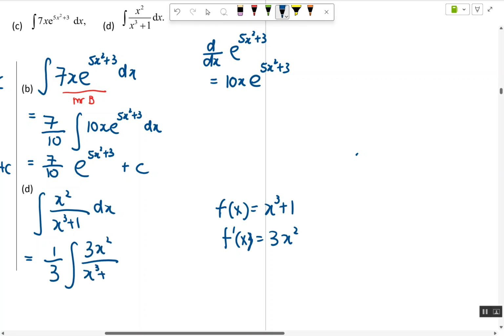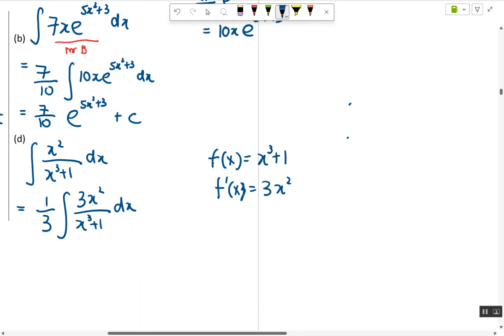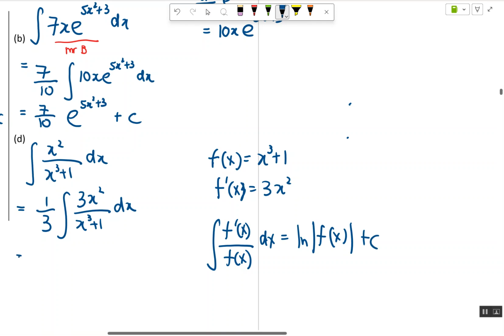So I know I need to have a 3 as the numerator, so this will be 3x squared over x cubed plus 1 dx, and that is how, okay, I'm going to apply the integral of f prime x over fx is equals to ln modulus fx plus c. I'm just going to write down the result, ln modulus x cubed plus 1 plus c.